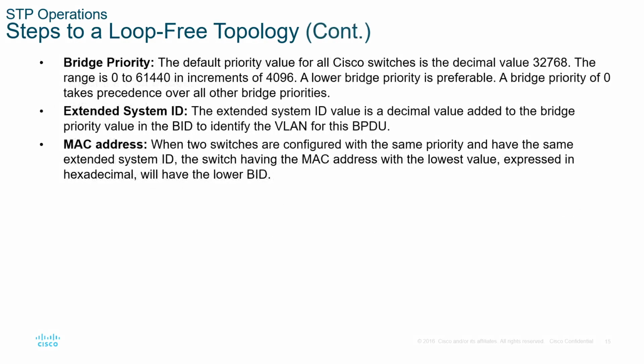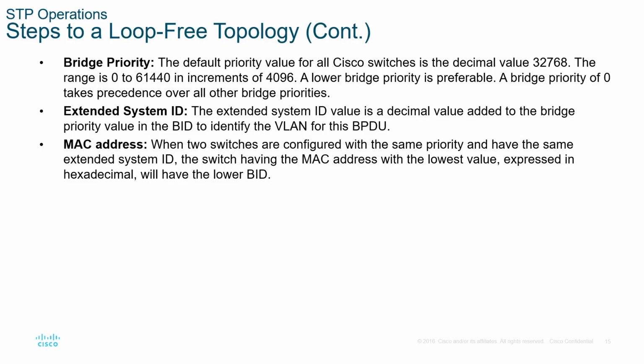Now, these bridge IDs are composed of three fields, like we already discussed. The first of them is the bridge priority, which is basically a number, which by default is 32,768. It is in a range of 0 to 61,440, in increments of 4,096. That basically means that we cannot assign any value which is not an increment of 4096.